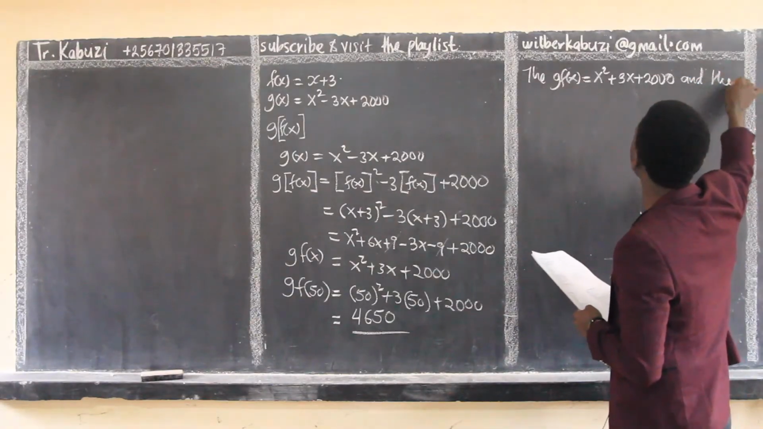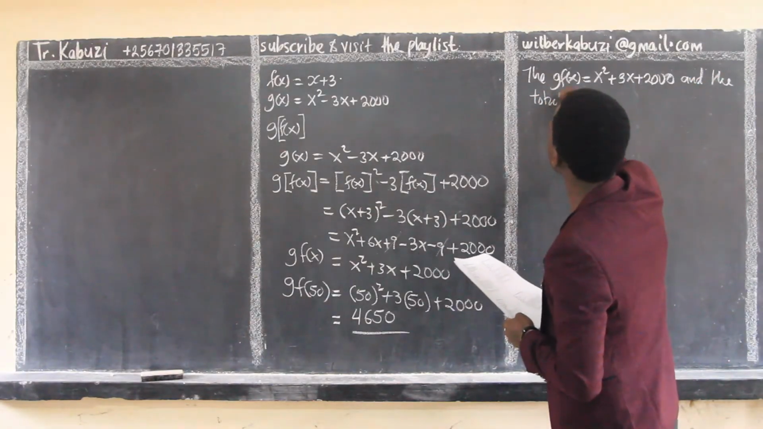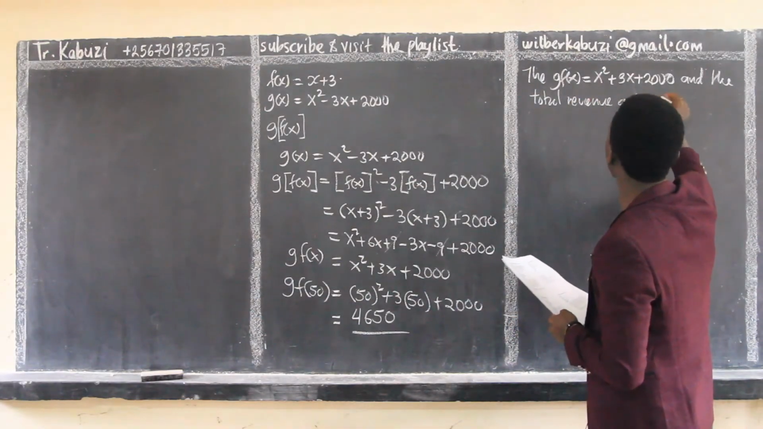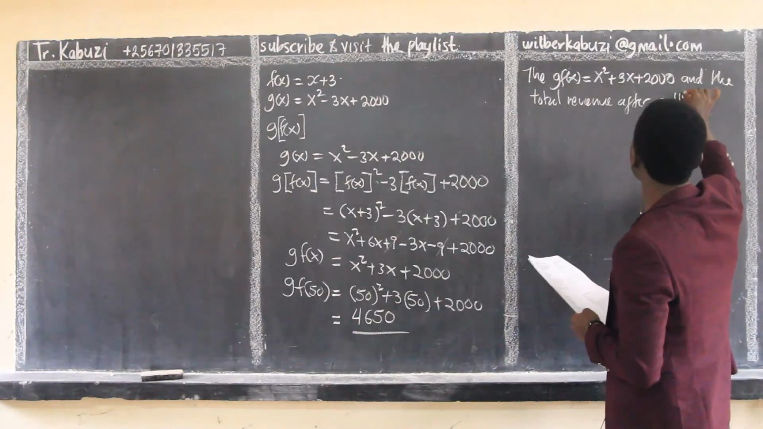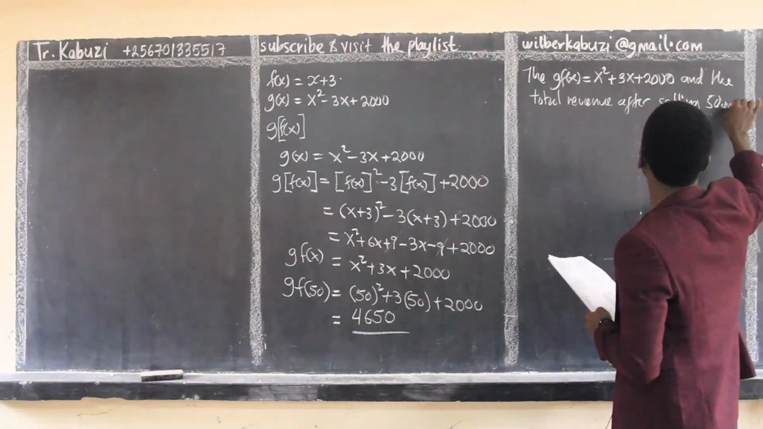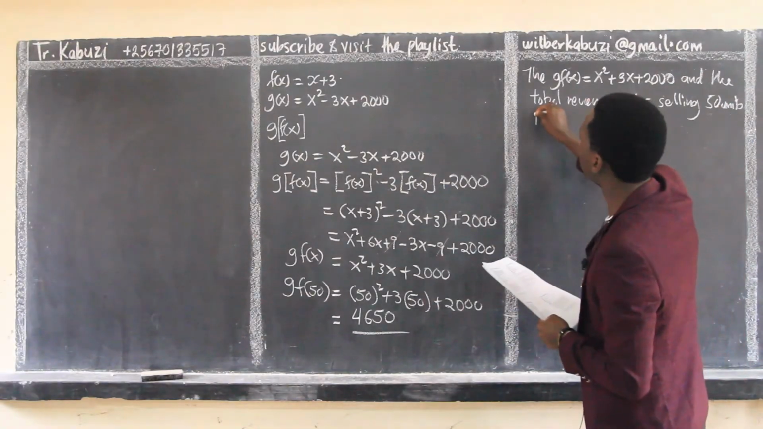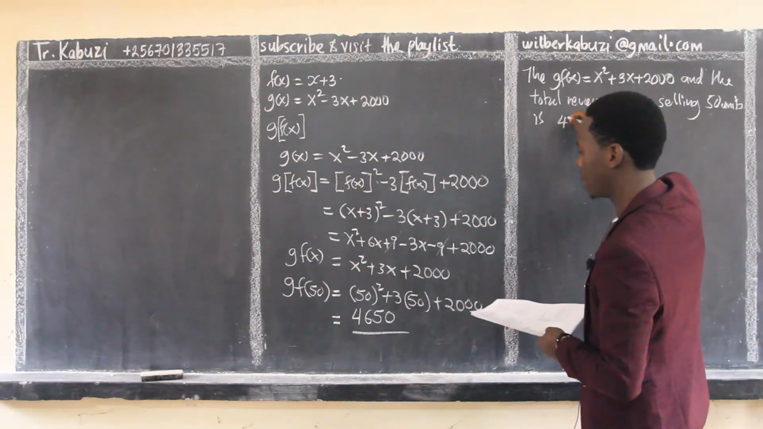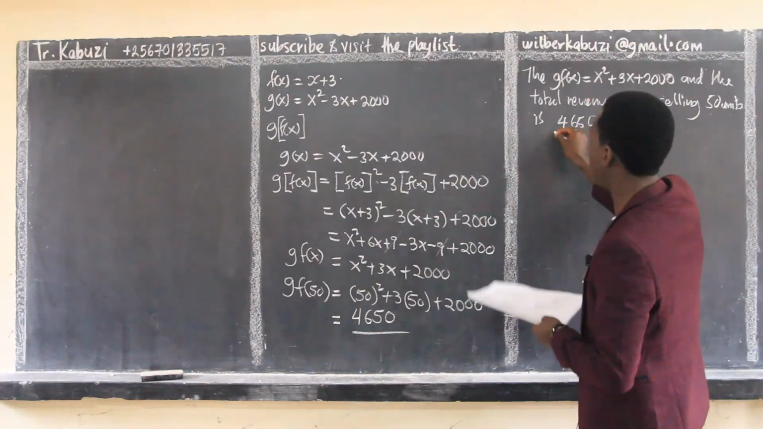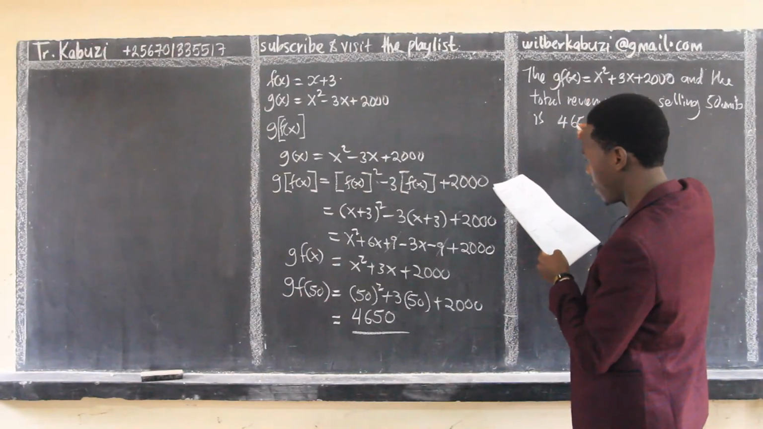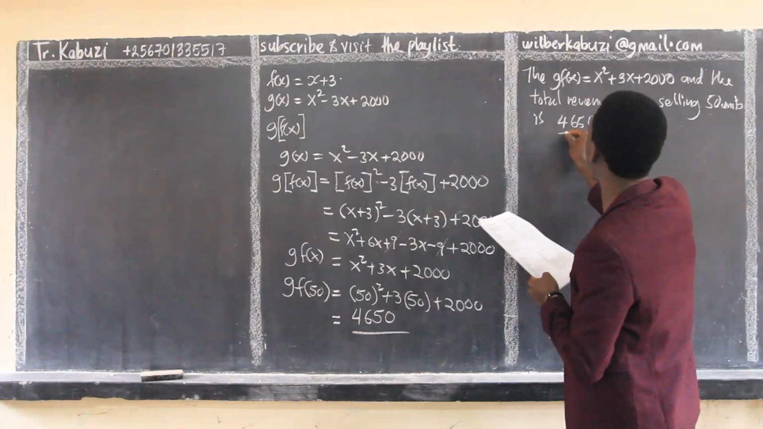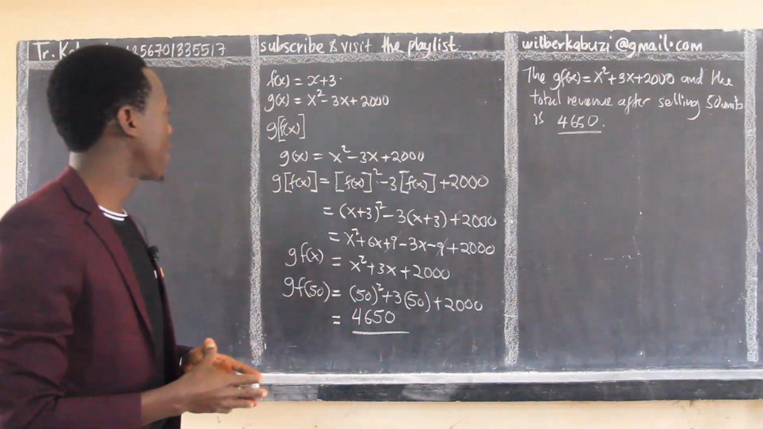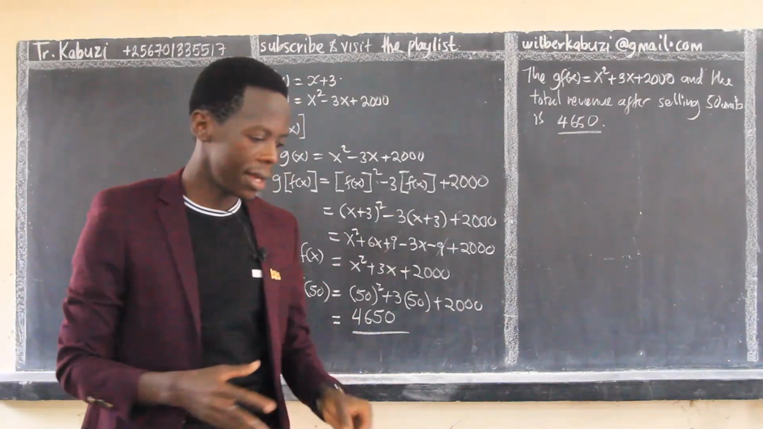and the total revenue after selling 50 units is 4,650. As simple as that. So that's how we can easily handle composite functions. So let's proceed.